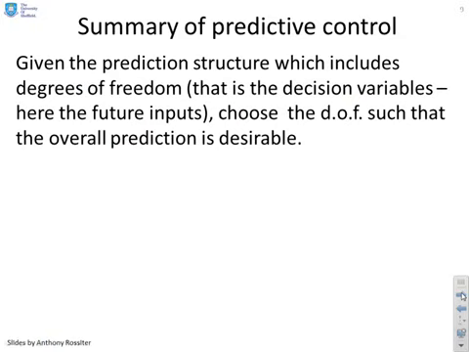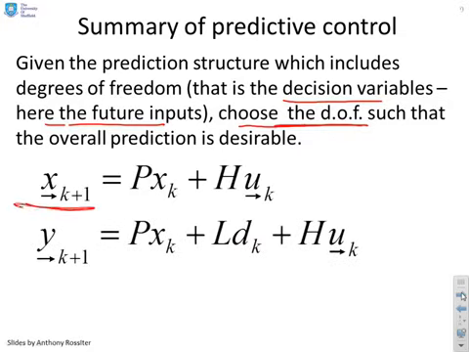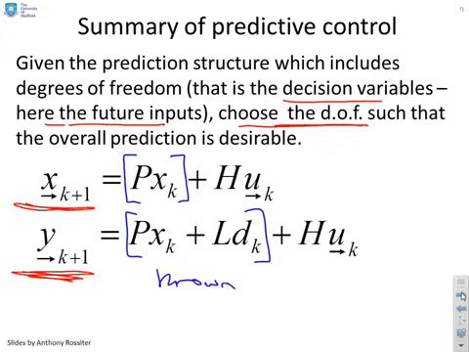So in summary, we've given a prediction structure which includes the degrees of freedom, which is the decision variables or the future inputs. And so what we can do now that we've got this in compact form is we can say how might I choose my degrees of freedom such that the overall prediction is desirable. So there's my predictions. I can either have predictions for the future states or predictions for the future outputs. And the key thing is these are separated into parts which are known. So those bits are known, but then critically you've also got these two parts over here which you can choose. So now it's highly transparent what you can do with these expressions.